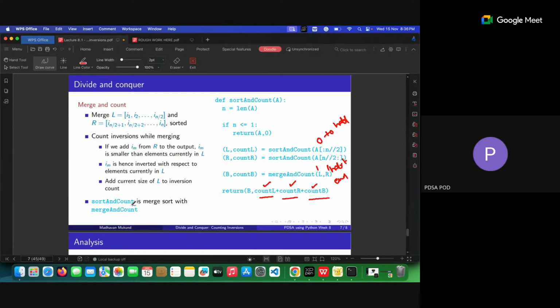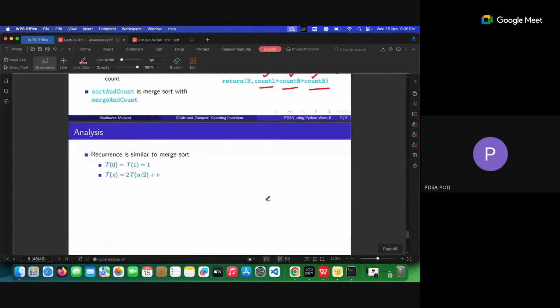See, sort-and-count is a merge sort, which internally is calling merge-and-count. This merge-and-count job is to sort and count the inversions. So this sort-and-count job is sending the left partition and right partition every time. So every time it is doing the divide job, and the solutions are merged by the conquer. This is how the conquer job is done. So this is about counting inversions.